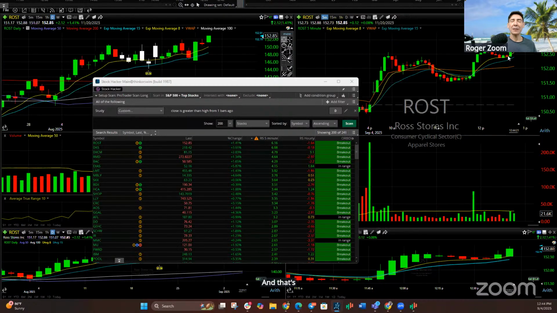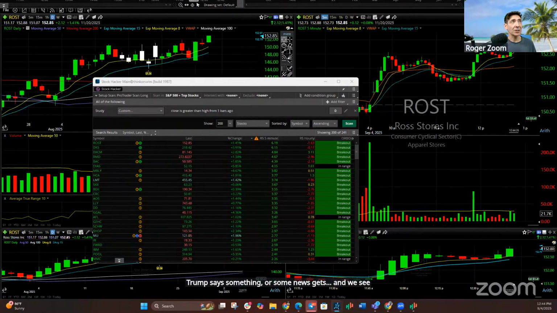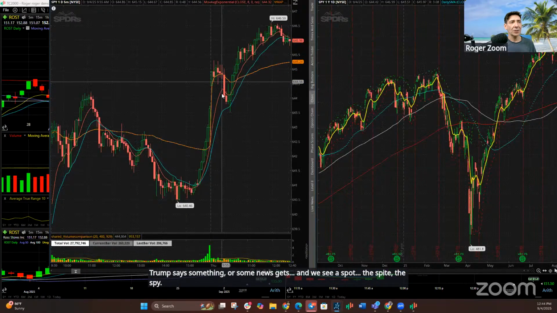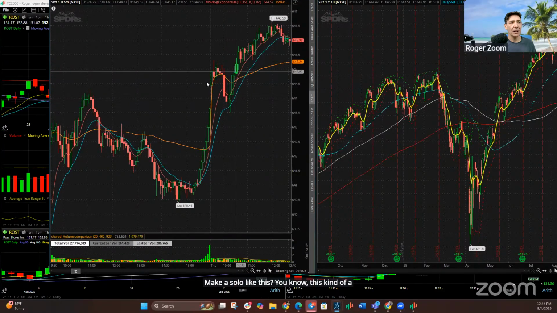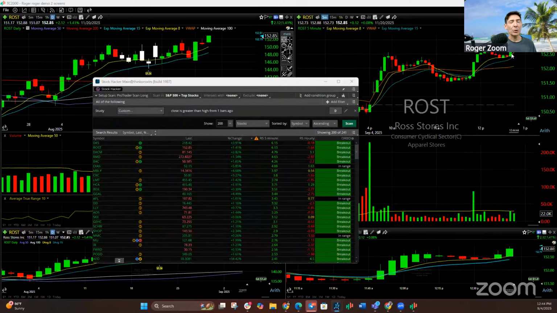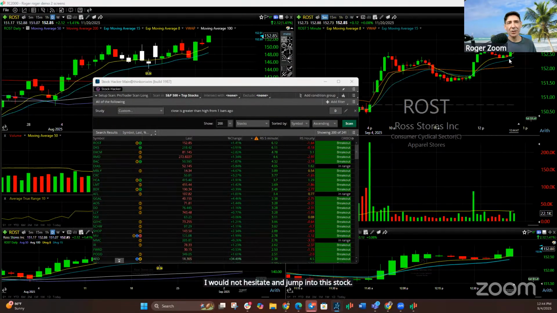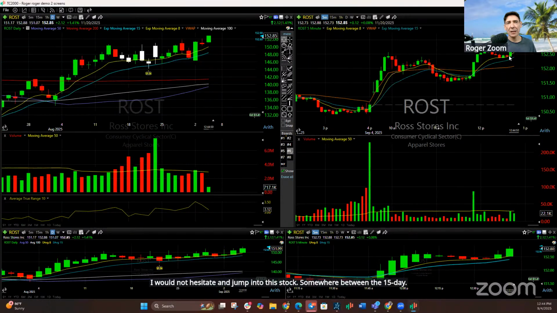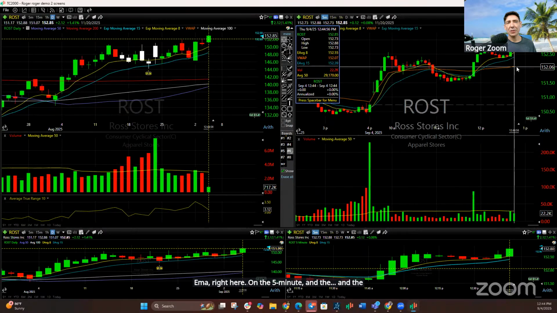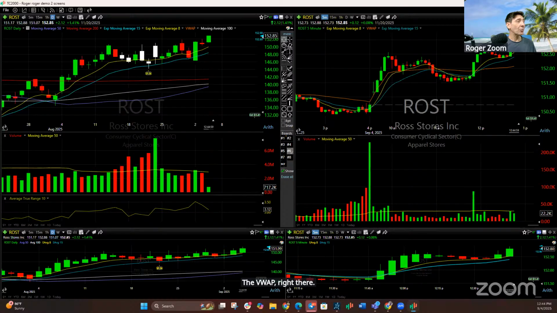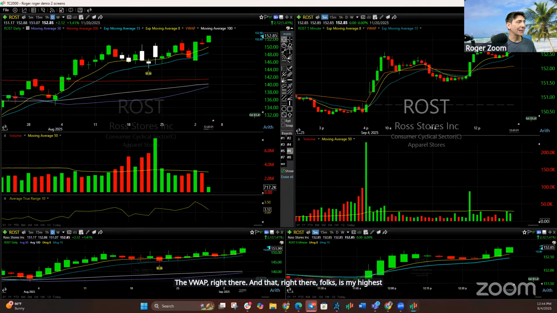And that's when I get in. So I'm basically getting in, like right now, if we were sitting here and we saw the SPY move down, and say Trump said something, or some news comes, and we see the SPY make a solo candle like this, I would not hesitate and jump into this stock. Somewhere between the 15-day EMA right here on the 5-minute and the VWAP right there. And that right there, folks, is my highest probability setup.